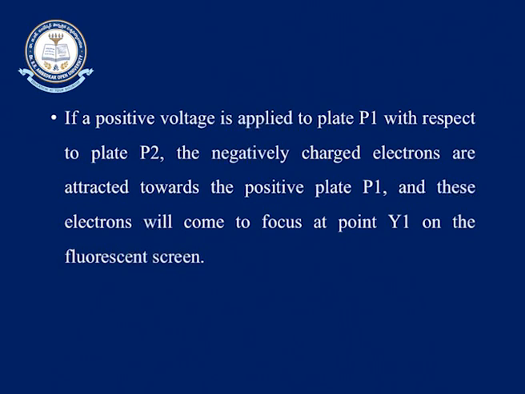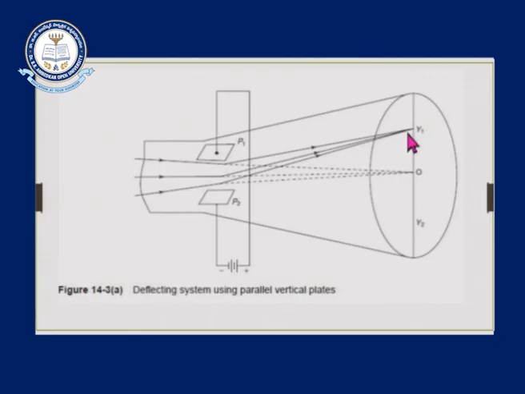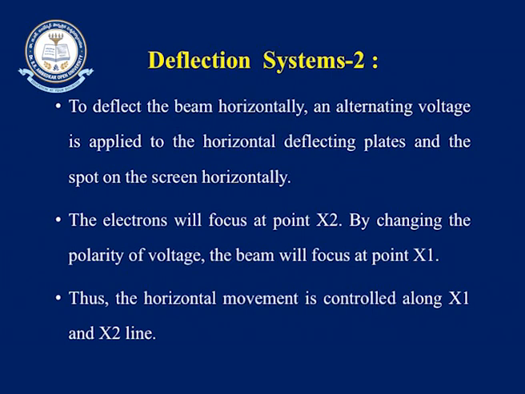These electrons will come to focus at the point Y1 on the fluorescent screen. So this is Y1, and the other one is Y2. The middle value is the origin. These are the deflecting plates, P1 and P2. The second one is deflection system 2.